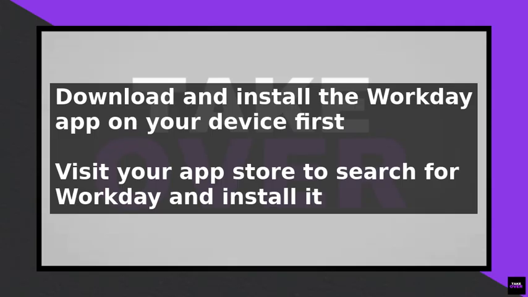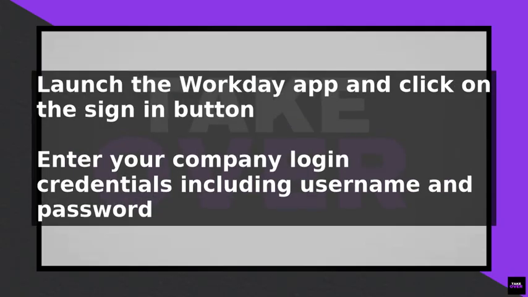First, make sure you have downloaded and installed the Workday app on your device. If you have not done so, please visit your App Store and search for Workday to download and install it. To sign in, launch the Workday app and click on the Sign In button.